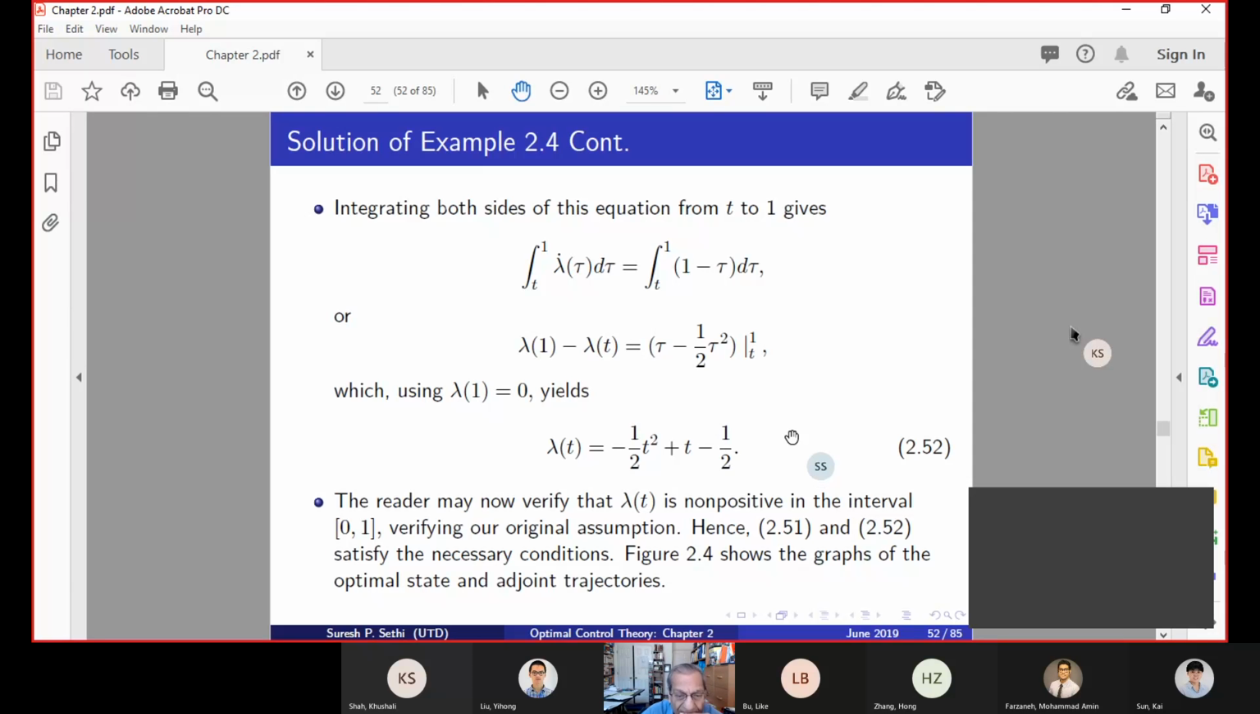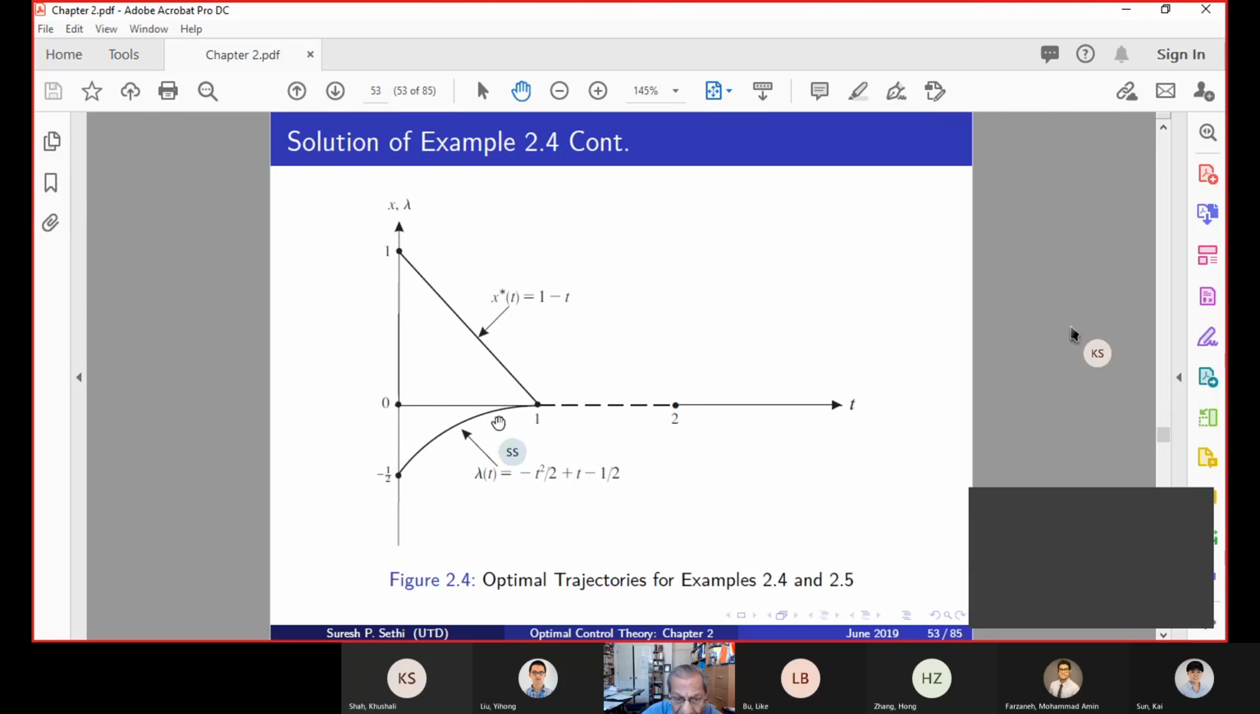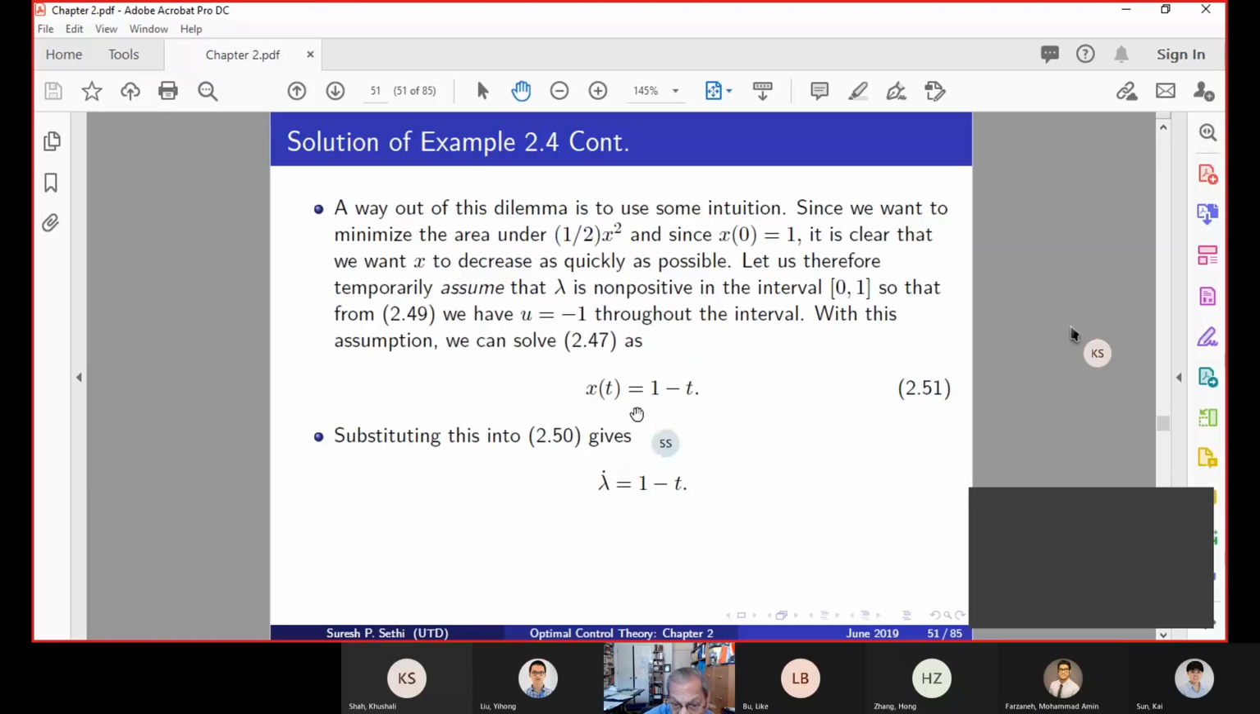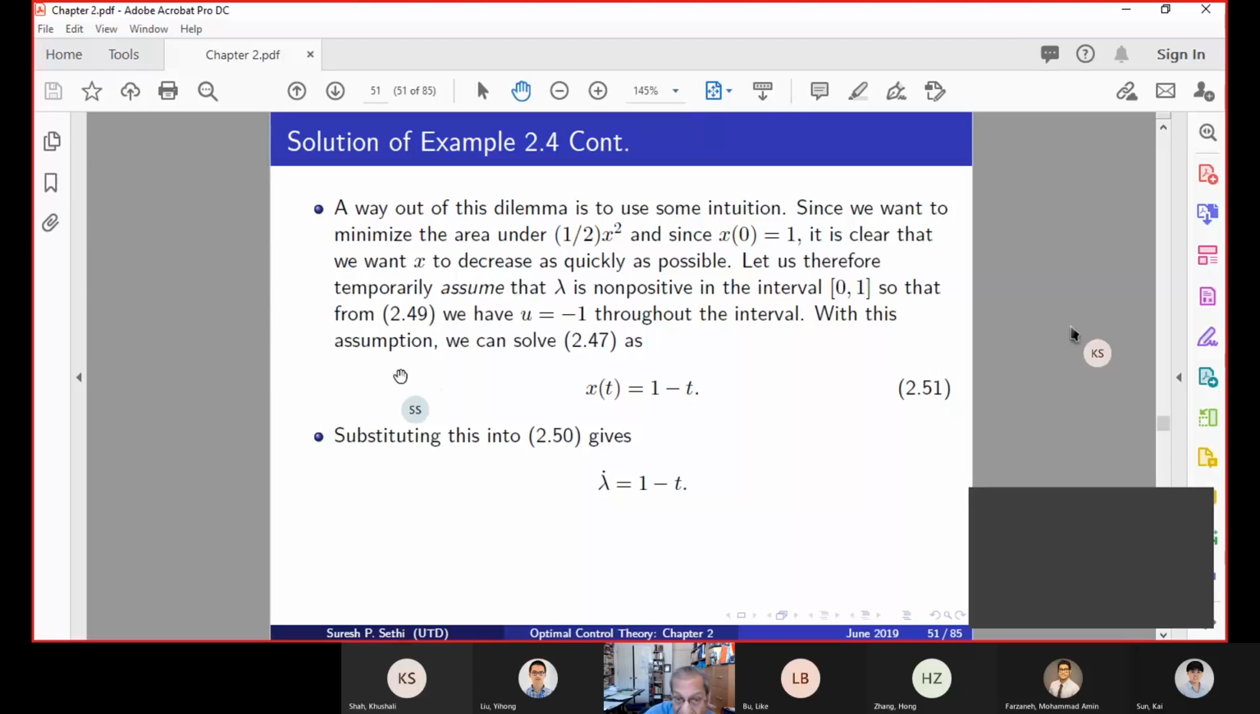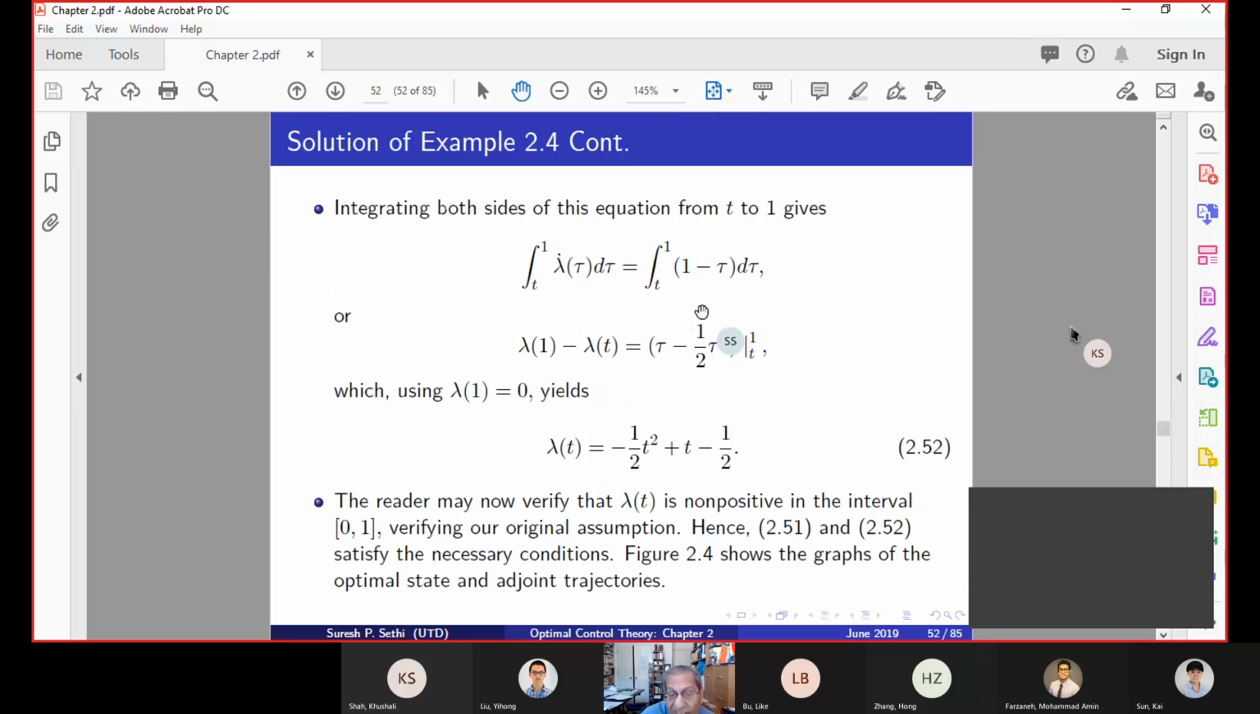Okay? And then when I get this value, I can see that this value is negative all the way. So my initial guess of control minus 1 is correct. If it's not correct, I have to redo it. So this was a correct guess. And because of the correct guess, I was able to solve the two-point boundary value problem in x dot and lambda dot. It was not possible to solve lambda directly without knowing x, like in the previous example. But I did some guesswork, and the solution satisfies the maximum principle. So we are good.